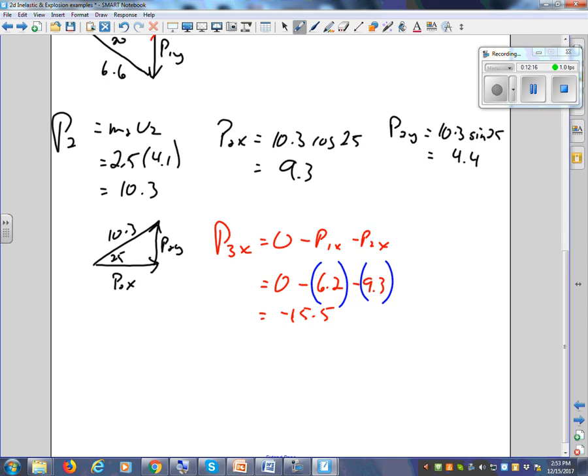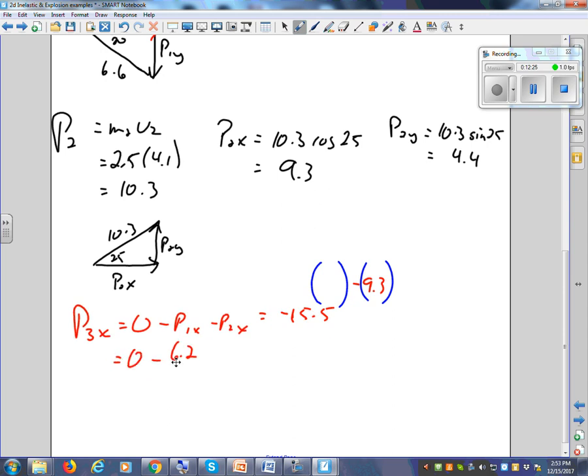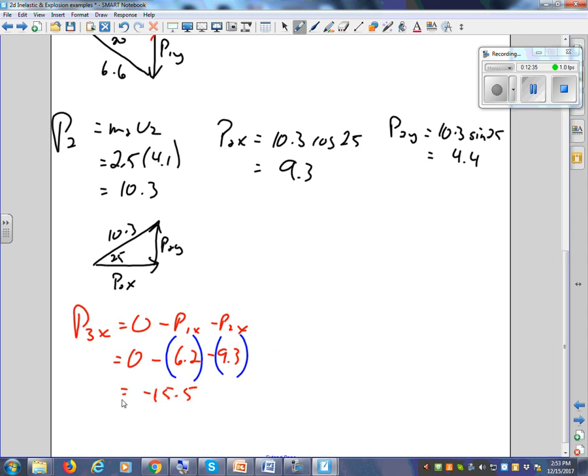Is that it? That's the x, so what do you have to do? Let me put it down over here. I want to put these side by side. I know you can't do that, right? I can't. So I'm going to do the same thing for my y's, right? P3y is going to be 0 minus P1y minus P2y.